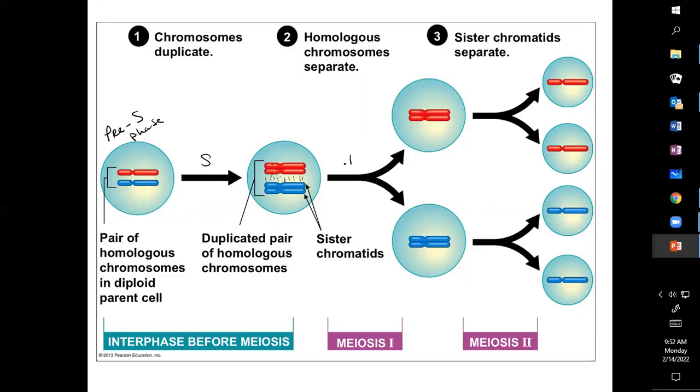After meiosis 1, these guys separate. Now we don't have both homologs inside the cell. And after meiosis 2, these sisters separate. And so what we end up with is half the DNA content that we had in the starting parent cell. So I like this as just a nice big picture overview.